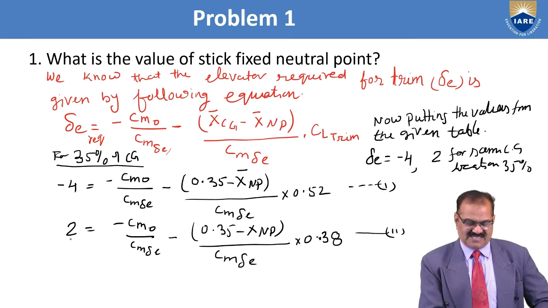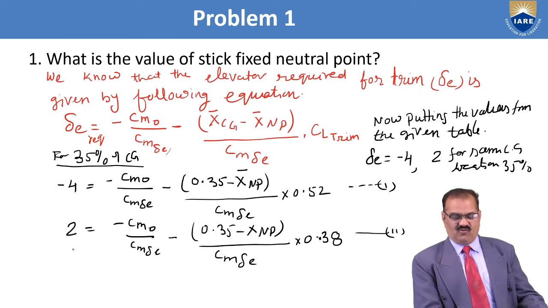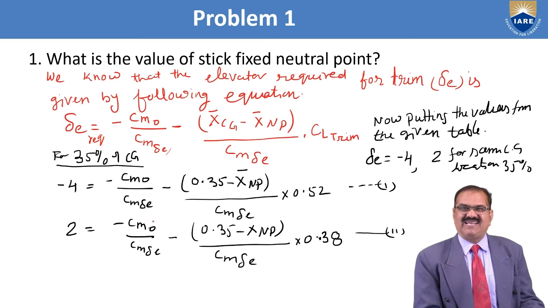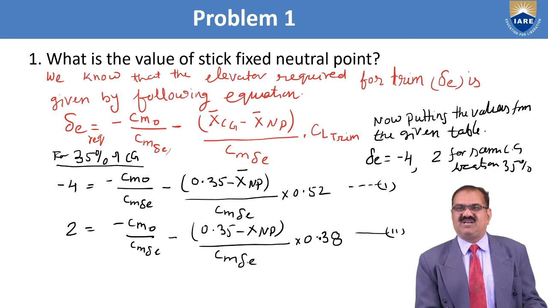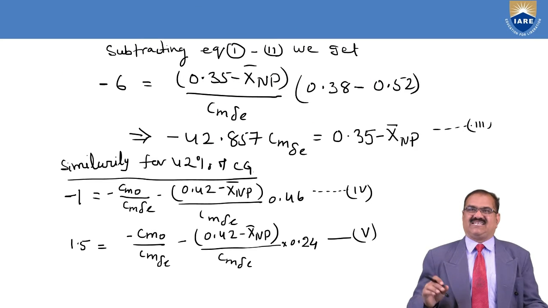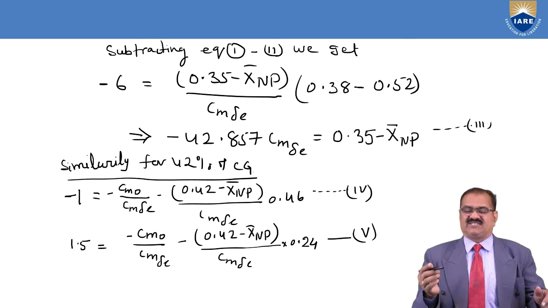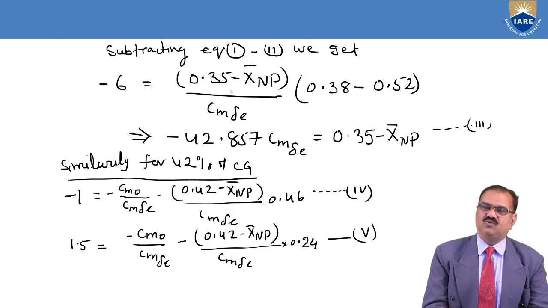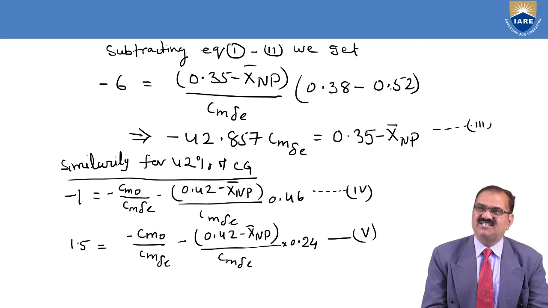Same for the other case, for 2 degrees downward, it is minus Cm naught by Cm delta E minus 0.35 minus XNP by Cm delta E, into 0.38. This is equation number 2. Now if we subtract equation 2 from equation 1, we will get minus 6 is equal to minus 0.35 minus XNP by Cm delta E, times 0.38 minus 0.52.